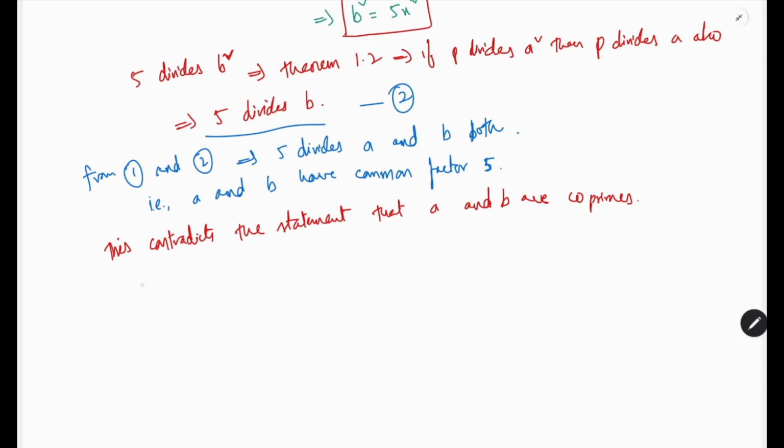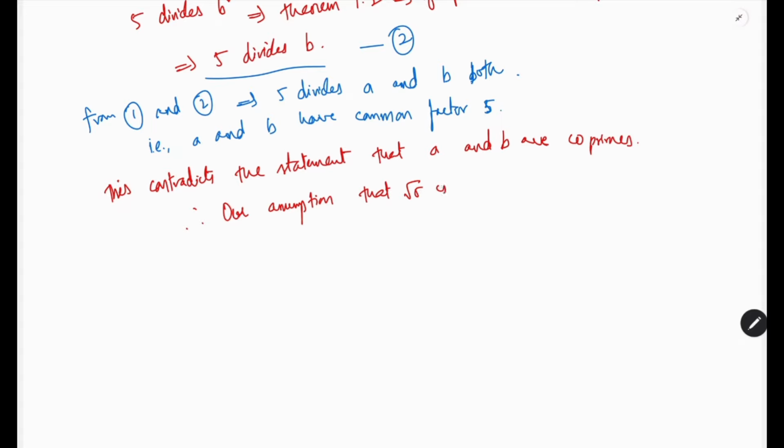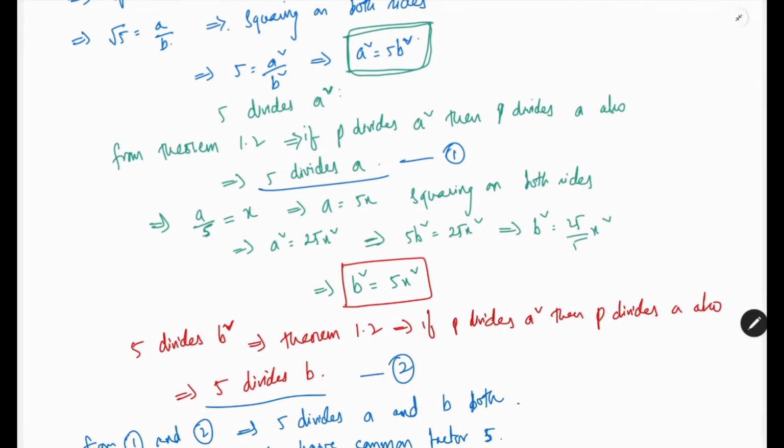This contradiction has arisen because of our wrong assumption. Therefore, our assumption that root 5 is rational is wrong. Therefore, root 5 is an irrational number. Okay. Next one.